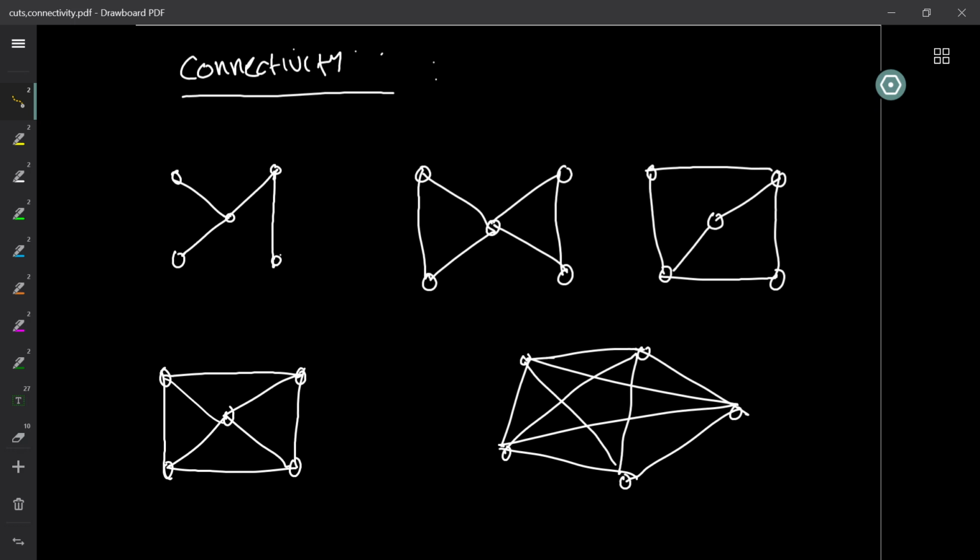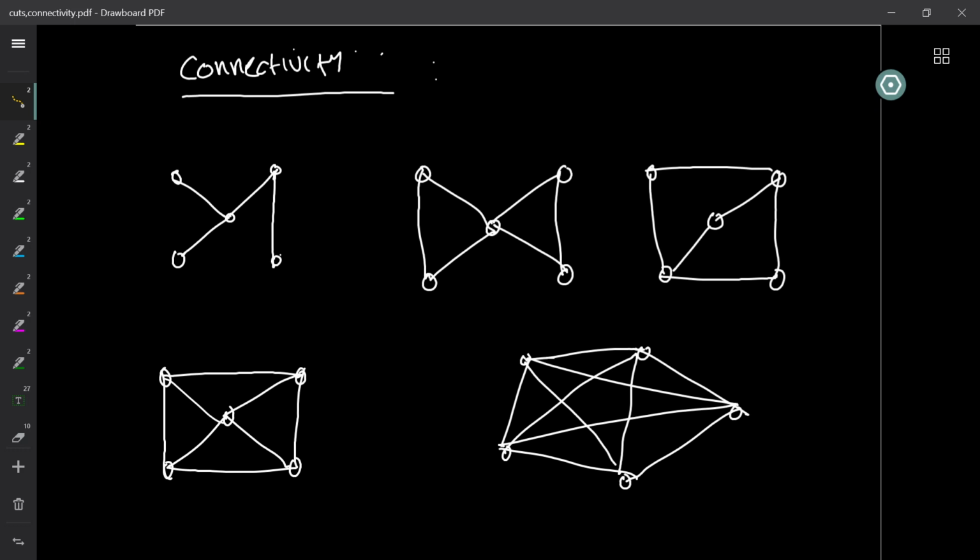The first graph that we have here, which is a tree, as you already know, is connected. But if you look at this, you see that if you remove any edge of the graph, it becomes disconnected, or any of these internal vertices will make the graph disconnected. So therefore, it is connected, but you can see that it's kind of weak.